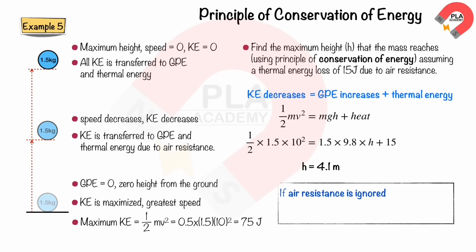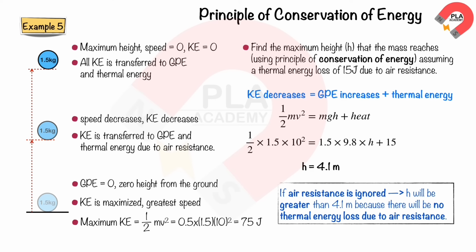If air resistance is ignored, the height that it reaches from the ground will be greater than 4.1 meters, because there will be no thermal energy lost due to air resistance.